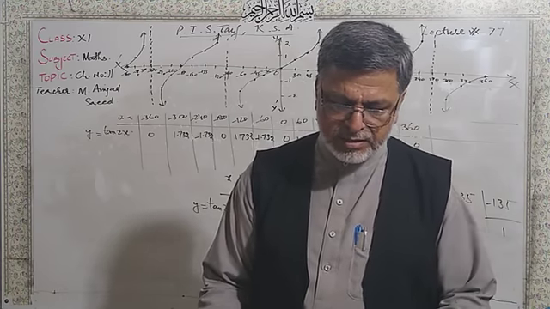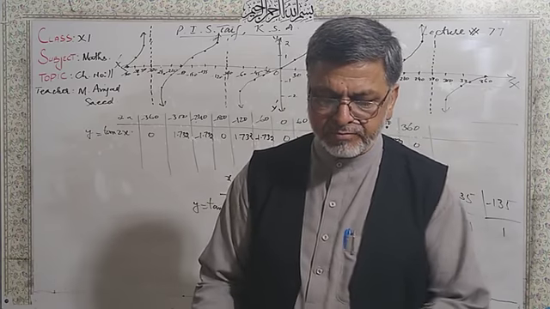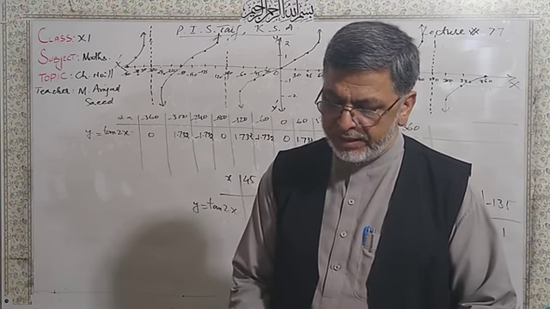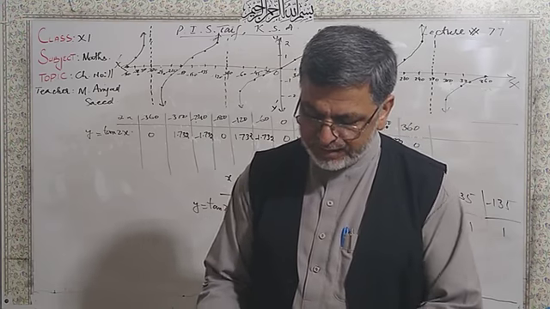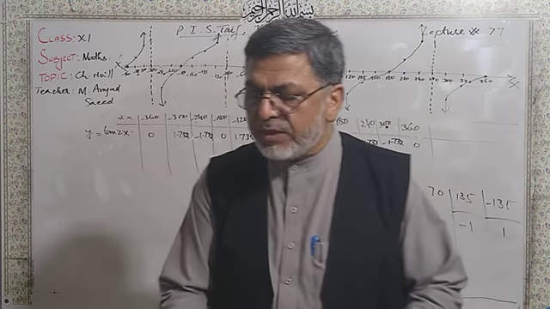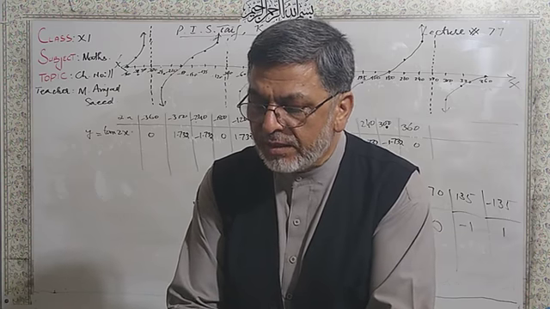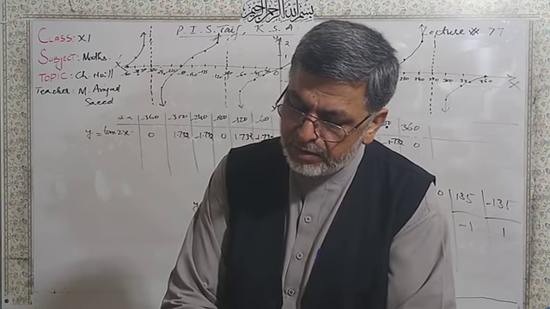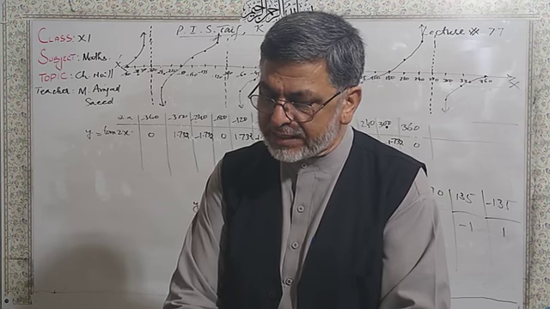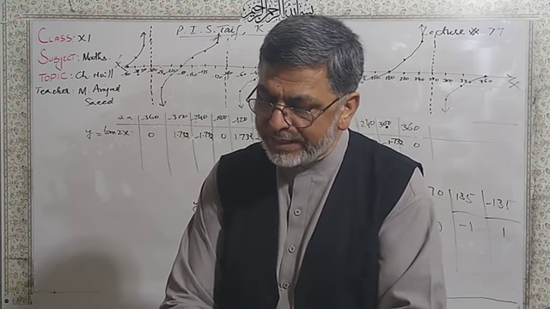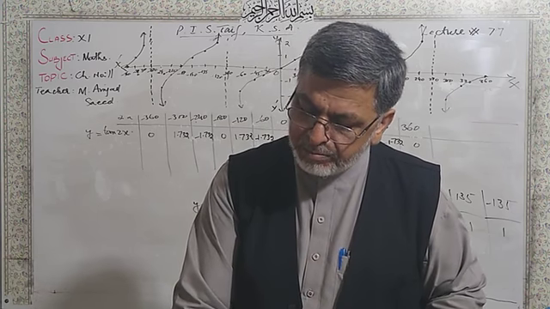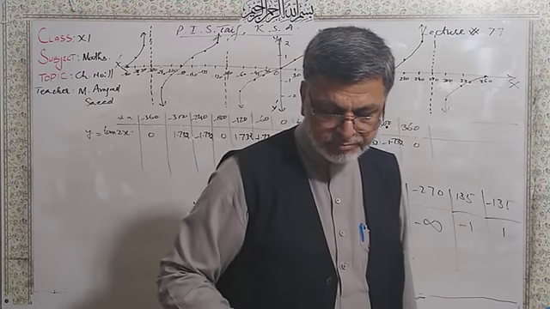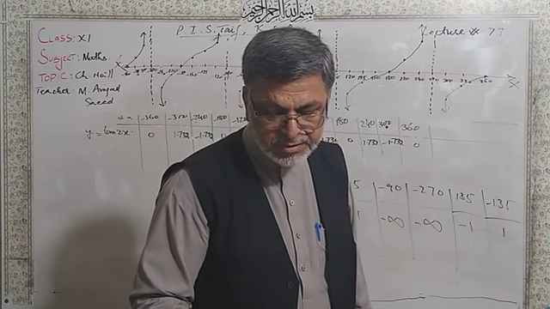Similarly, you can draw part number 6 of your exercise 11.2, question number 1. After that, we have question number 2. In question number 2, we have two parts. They are exactly similar: sin x and sin 2x, cos x and cos 2x. I am taking part number 2.